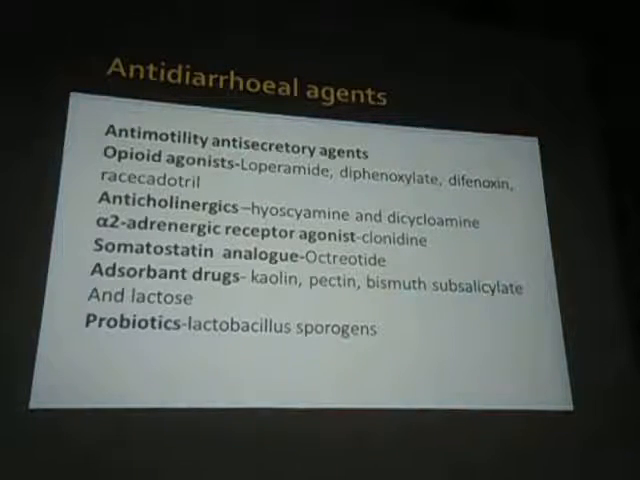Anticholinergic drugs, we have hyoscine and dicyclomine, which are prominently used for their antispasmodic action. We have the alpha 2 adrenergic receptor agonist clonidine, and the somatostatin analog octreotide. Absorbents include drugs like kaolin, pectin, bismuth salicylate, and lactose. In case of lactose intolerance, we saw in the previous slide what the reasons are for this. Probiotics, like Lactobacillus, are commonly used in pediatrics and most sold for the purpose of controlling diarrhea.